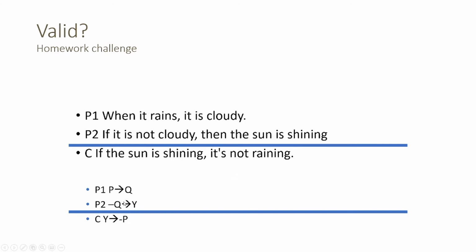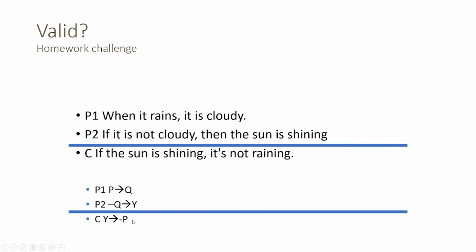We call it y. So we get if P, then Q. If not Q, then y. And the conclusion is if the sun is shining, so that's y, the sun shining we called y, then it's not raining. So we need to go back to that first symbol we used for rain, which is P, and deny that. So if y, then not P. So we get if P, then Q. If not Q, then y. If y, then not P.